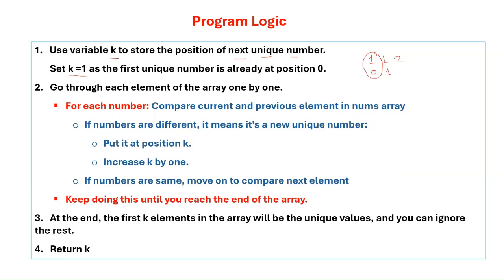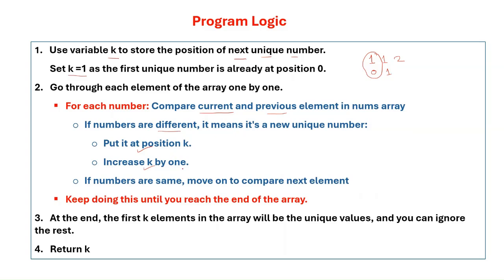We will go through each element of the array one by one, and for each element we'll compare current element and the previous element. If current and previous elements are different, it means number is unique, and if number is unique we will store it at position k and increase k by 1 so that k again points to the position of the next unique number.